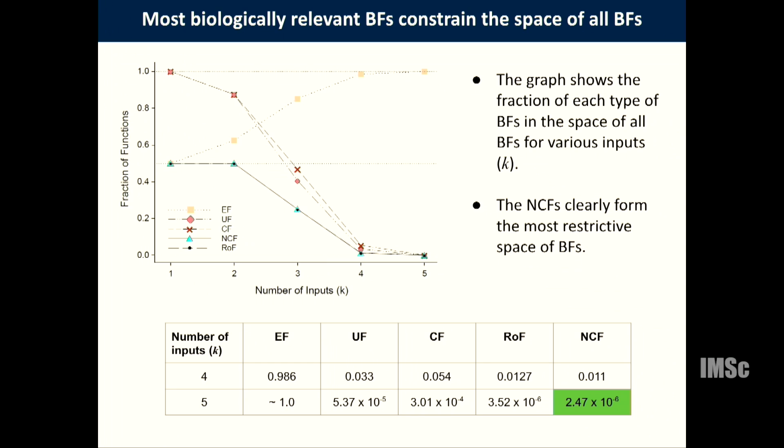The most restrictive class happens to be NCF, and you can actually do this plot for k much higher, and you can see that. If you go from k equal to 1 to 2 to 3 to 4 to 5, the absolute number of nested canalizing functions is increasing, okay, but the fraction of the possible functions is extremely small of all the possibilities. That's clear?